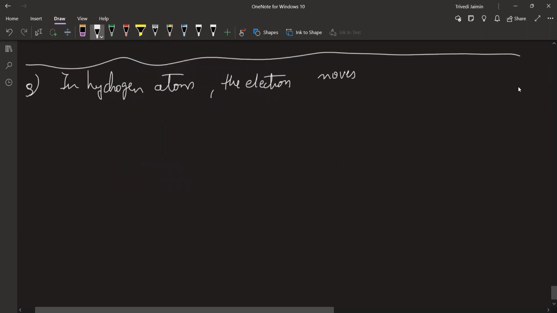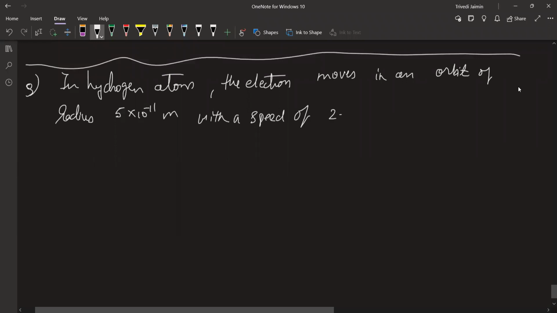Electrons moves in an orbit of radius 5 into 10 to power minus 11 meter. The speed is 2.2 into 10 to power 6 meter per second. Okay, it's very high speed. The equivalent current will be. So there are options also, but I'm not giving any option. If you want, I can give.